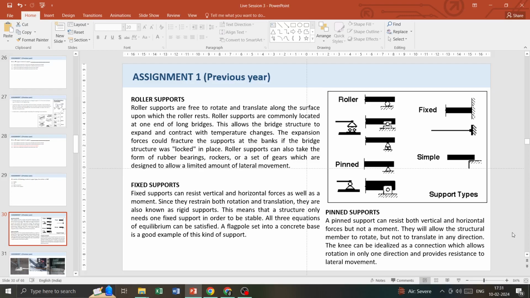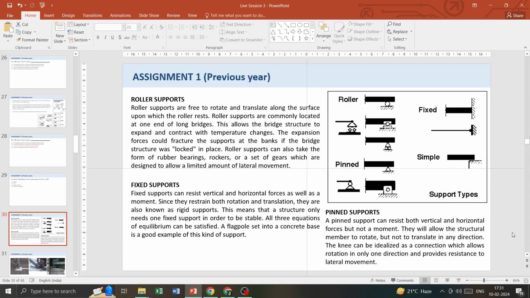And pinned supports can resist both vertical and horizontal forces but not moments. They will allow the structural member to rotate but not to translate in any direction. The knee can be idealized as a connection which allows rotation in only one direction and provides resistance to lateral movement. So, in roller supports, for example, this is one element, this is one member, and they both have a roller connection, roller support.